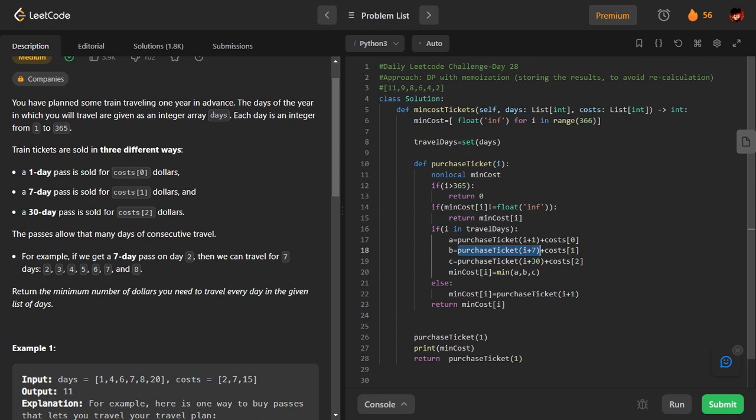It will return me the travel cost from the i plus 7th day onwards. This will return me the cost from the i plus 1st day onwards. This will determine the travel cost from the i plus 30th day onwards. Plus, I am adding the cost which I have incurred today, if I travel in that way. So we are going to the future and seeing how much cost we are going to incur, and we are adding the cost of the present day. This we are storing in the ith value.